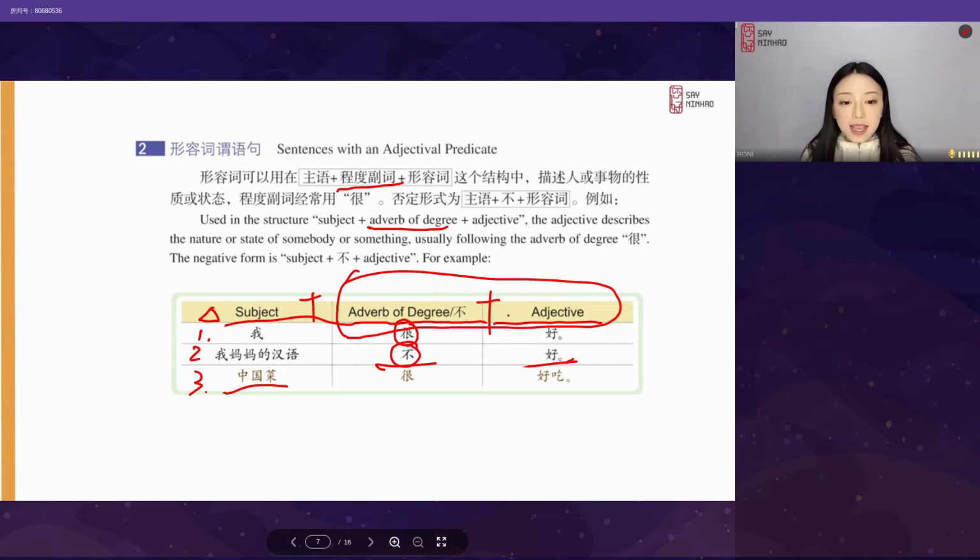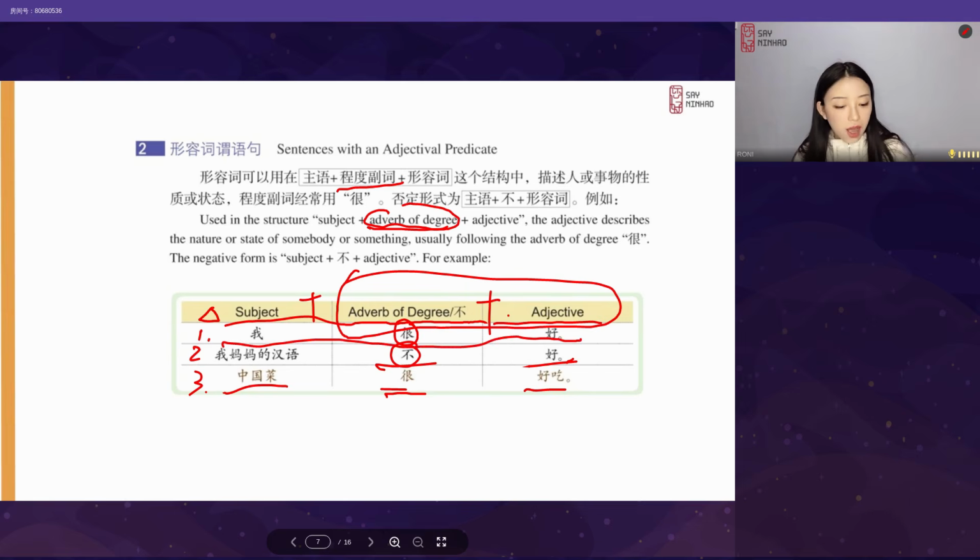中国菜很好吃. Chinese dish is very delicious. 很, again, the adverb of degree. Okay, 好吃 means delicious. And pay attention. There must be an adverb of degree before the adjective when you want the adjective to act as a predicate. For example, like this.